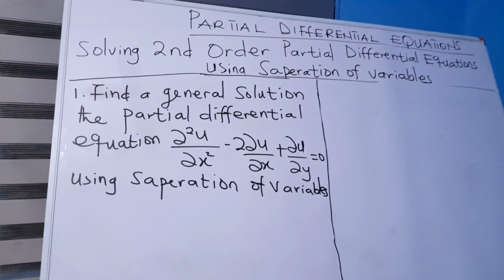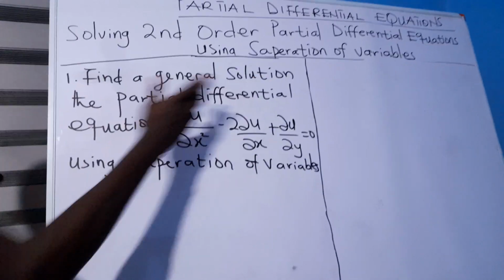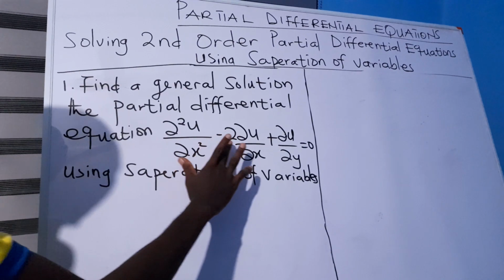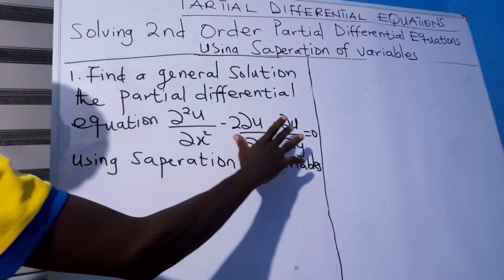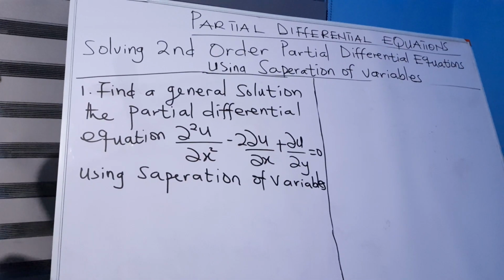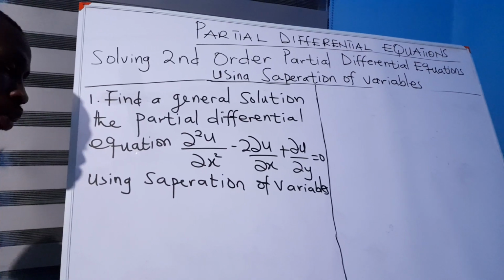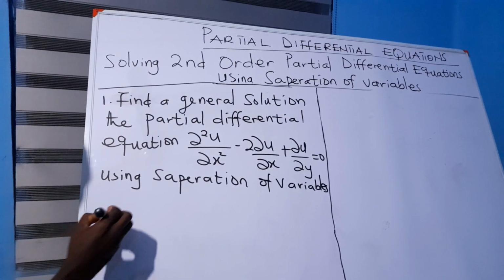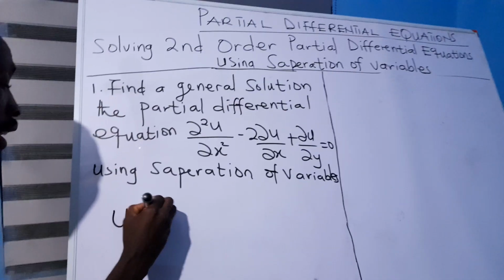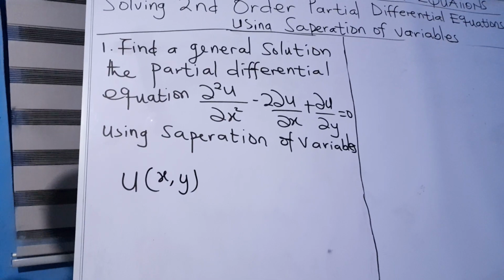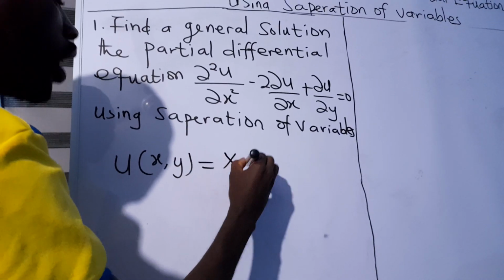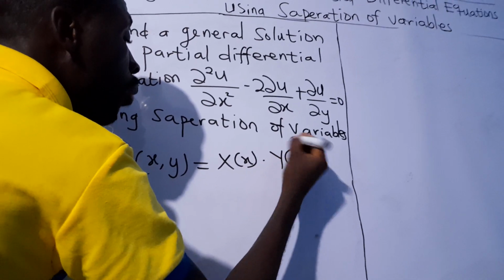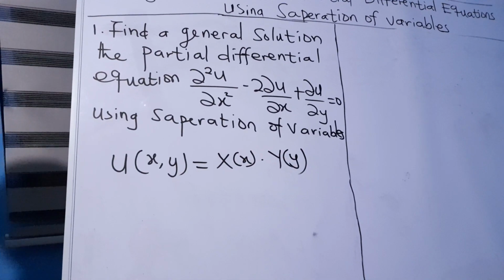So let's look at our first question. Find a general solution to the partial differential equation del square u over del x square minus 2 del u over del x plus del u over del y equal to 0 using separation of variables. Remember, we said the idea behind the method of separation of variables is that we assume that the general solution to the partial differential equation is the product of functions of the independent variables.